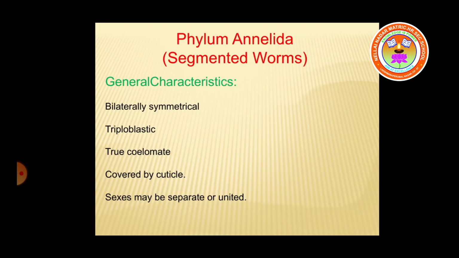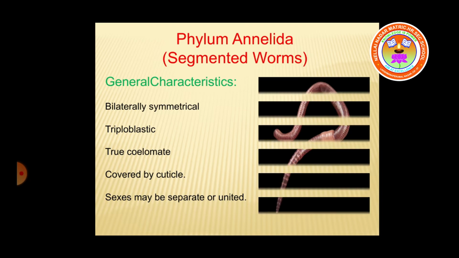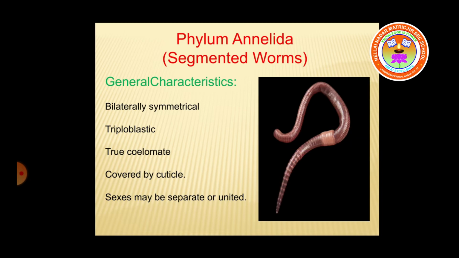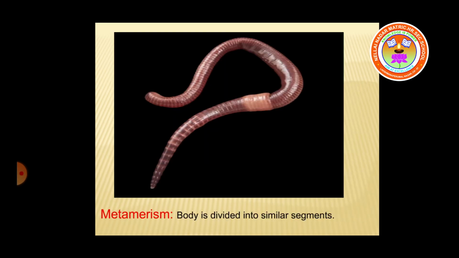The next phylum is Annelida. Annelida are also worms, but their body is segmented. They are bilaterally symmetrical, triploblastic and coelomate animals. Their body is covered by thin outer structure called cuticle. Sexes are separate or united.